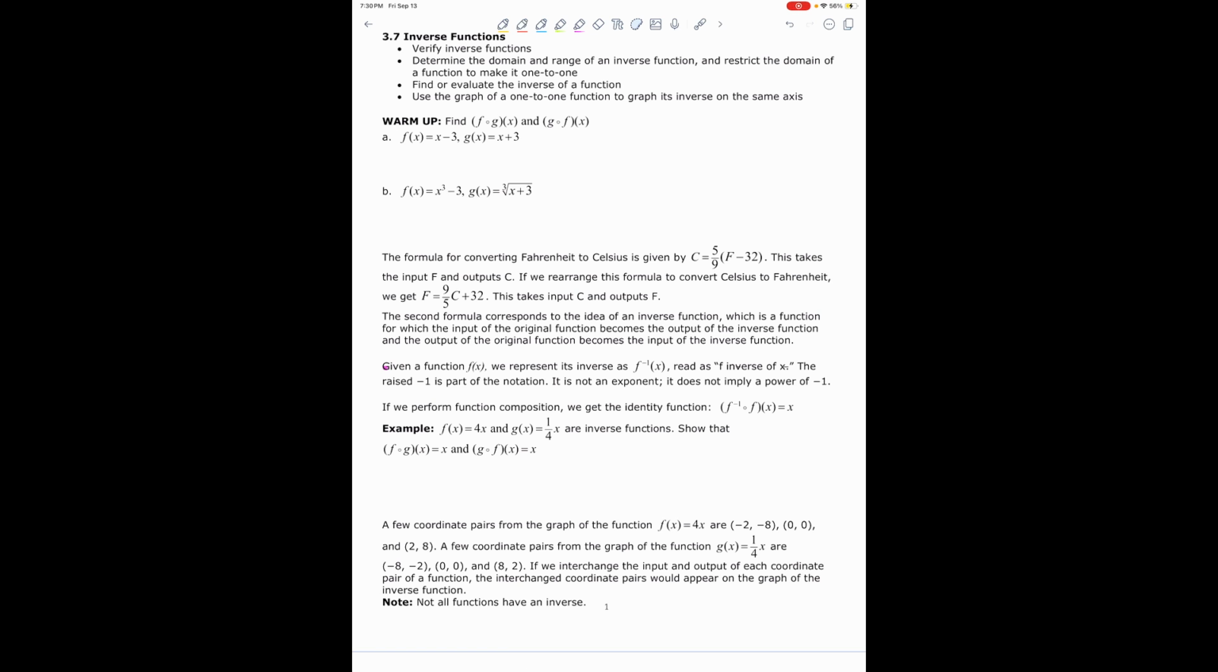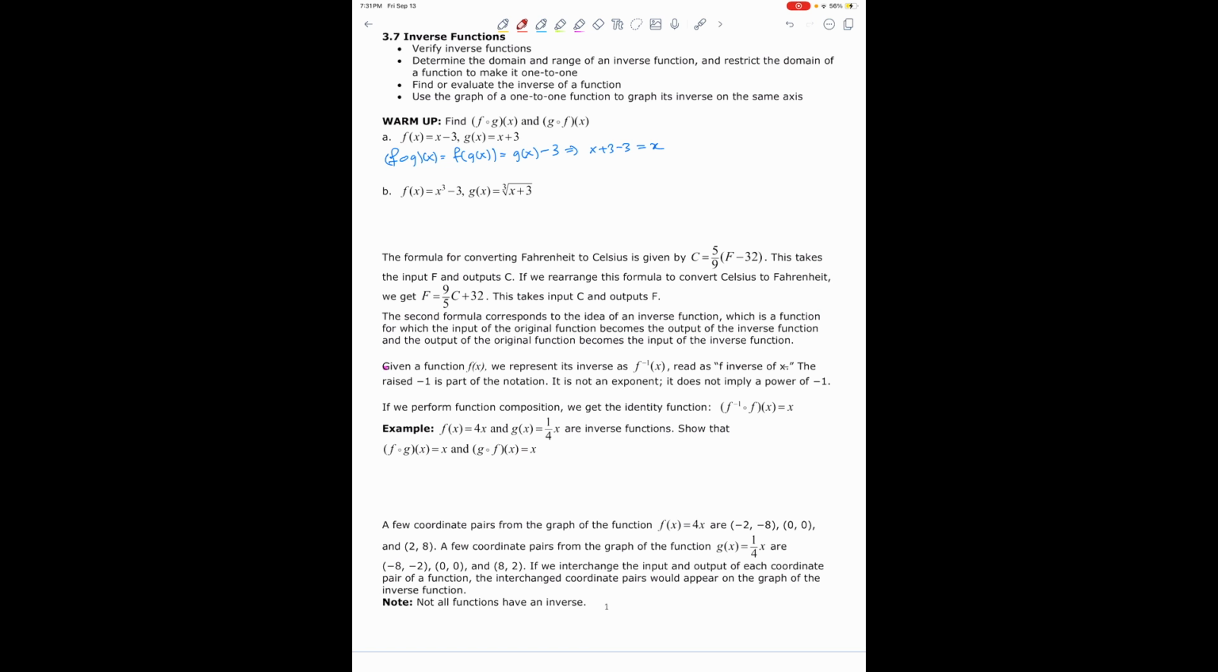Here is a warm-up activity. We're going to find f of g of x and g of f of x. So the first one is f of x is x minus 3 and g of x is x plus 3. So f of g of x means we're going to plug g of x in for x in f of x. So it's going to be g of x minus 3, which will be x plus 3 minus 3, and that will give us x.